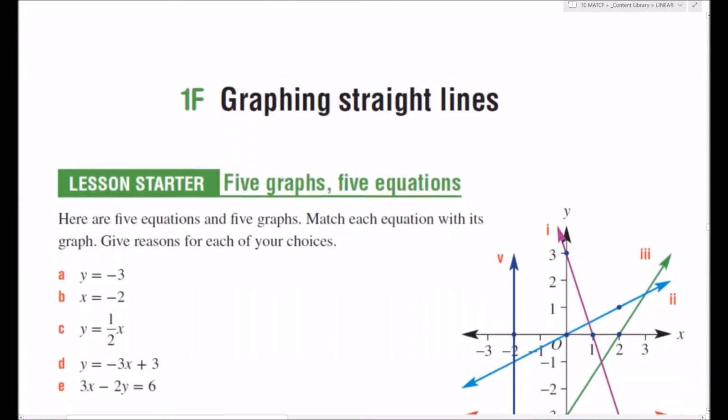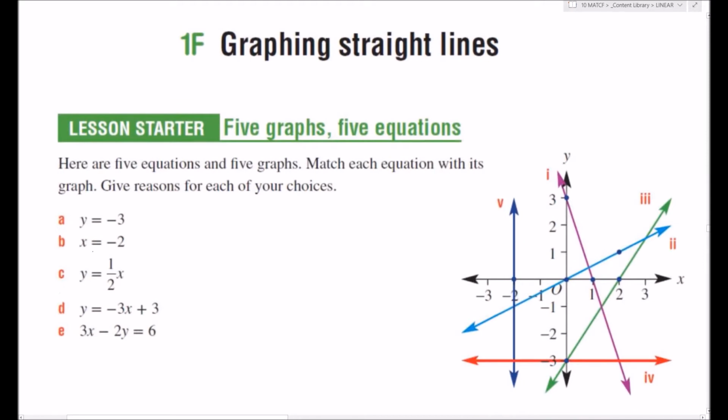So let's get started. As a starter, here's an example that we're going to go through together and try to understand how linear works. Here are 5 equations, sorry, so the keyword there is equations. Remember, your criteria for an equation is that it needs to have an equal sign, and no square roots or indices or powers. So here are 5 equations and 5 graphs. Match each equation with its graph and give a reason for your choices.